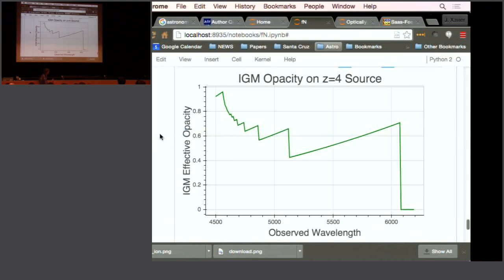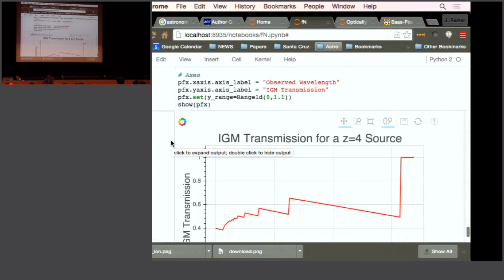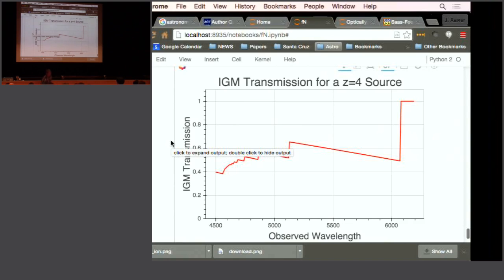Over each of the Lyman series lines according to the frequency distribution which we've derived. That's the opacity. Of course, we see flux, so we need to consider the transmission, which is just e to the minus tau. And here's the transmission that we would predict through that intergalactic medium as a function of wavelength. The flux is attenuated by about a factor of 2, or 50%, even a bit more than that as you go to the full Lyman series.